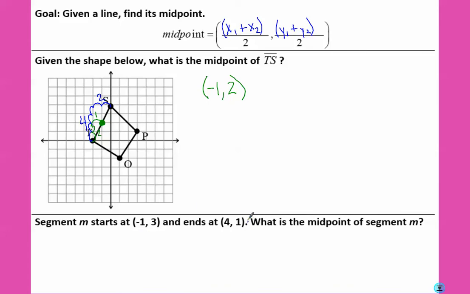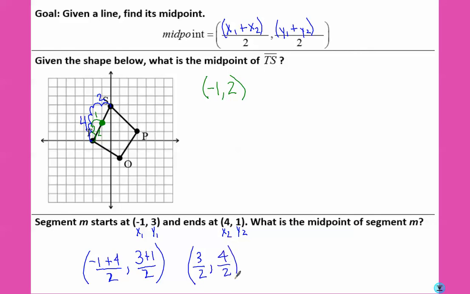If we're given the coordinates, then we just plug them in. x1, y1, x2, y2. So we get -1 plus 4 over 2 and 3 plus 1 over 2. -1 plus 4 is 3 over 2. 3 plus 1 is 4 over 2. 3 over 2 is as simplified as it gets. Stay 3 halves. And 4 over 2 simplifies to 2.